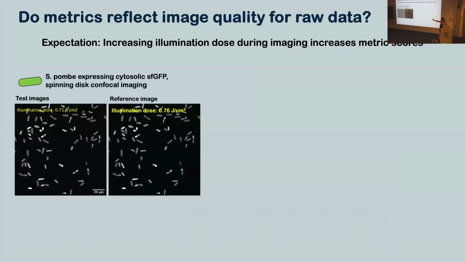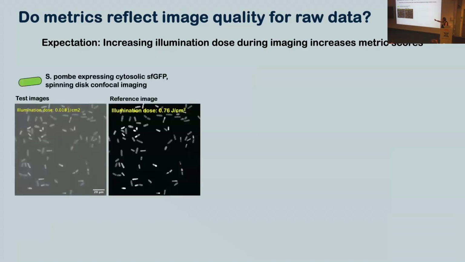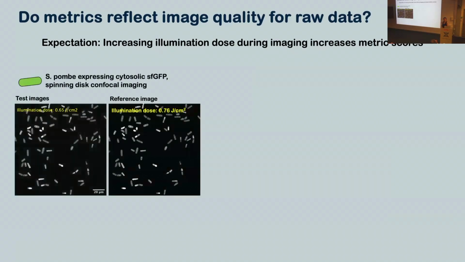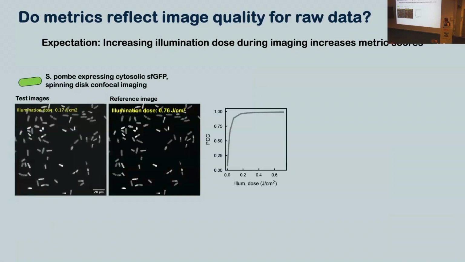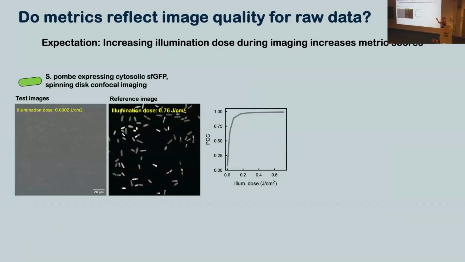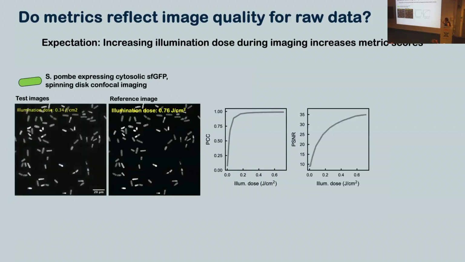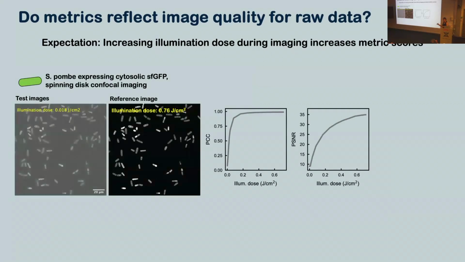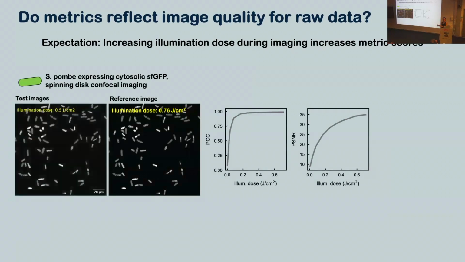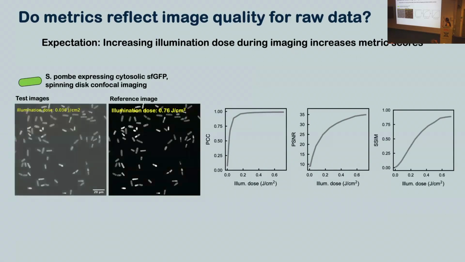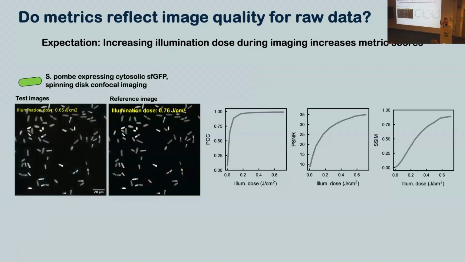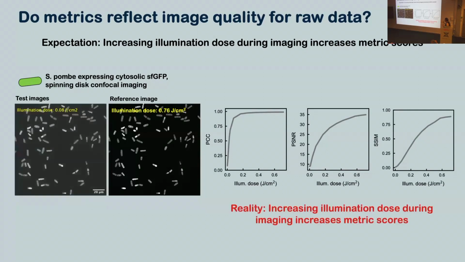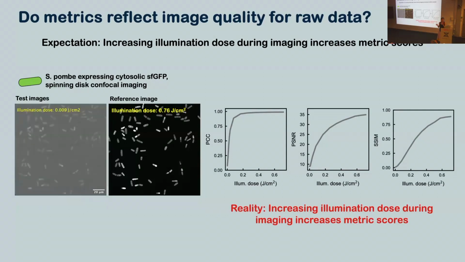So again, here's one of my little tests. The reference image on the right is what I'm comparing to, and I've got my series of test images at different illumination doses. So let's see how the metrics behave. Pearson's correlation coefficient, good. It goes up. That's good news. Peak signal to noise ratio, again, we increase our illumination dose, the metric value goes up. Structured similarity index also does the same thing. So this is great news. This is fantastic. Expectation matches reality. We increase our image quality, and these metrics say, yeah, your image got better. So that's good news. We're off to a good start.